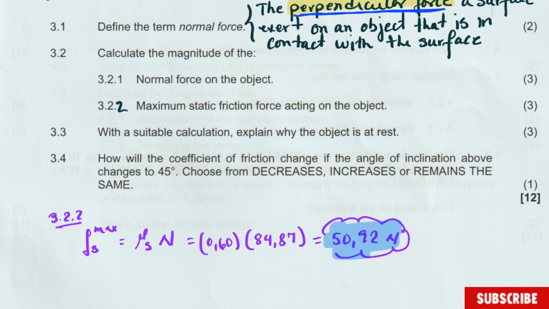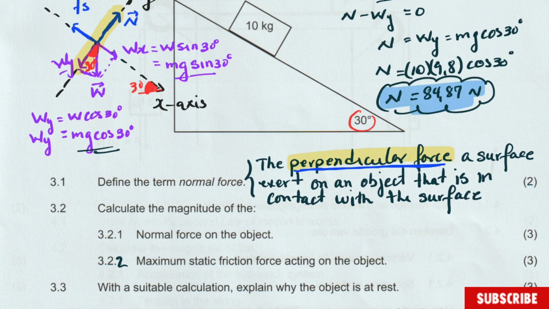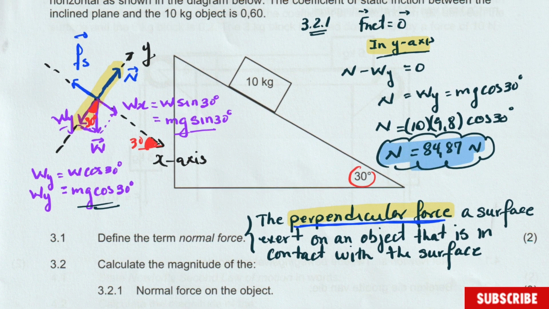Question 3.3. With a suitable calculation, explain why the object is at rest. Now this question is a little bit tricky and there are some issues here, guys. Now what we need to know, if the object is at rest, is that the forces are at equilibrium. This one is Newton's first law. So if the object is at rest, it means that the forces acting on the object in the x direction down must be equal to the forces in the x direction up. In other words, the forces parallel pointing down must be equal to the forces parallel pointing up there, because the object is at equilibrium.